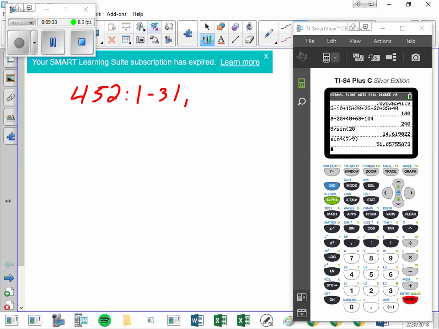Let's do it this way. 1 through 30 all. And then 31 to 45 odd. That'll be good for today.